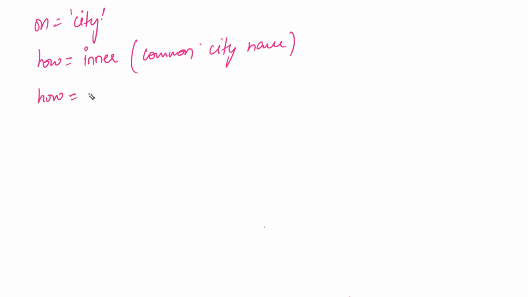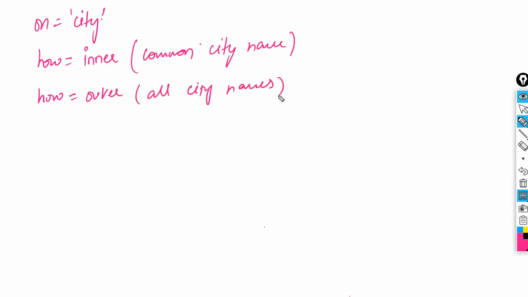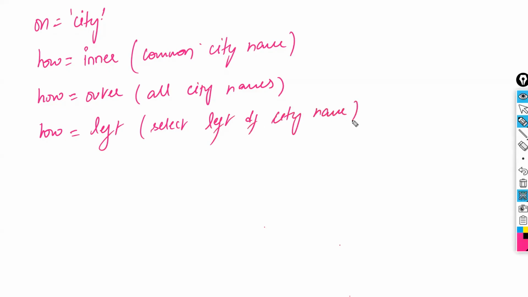How equals outer? All the city names. Write the list of all the city names, every city name. How equals left? Select only left side city names, the left DF city names. Don't select the right side DF city names.